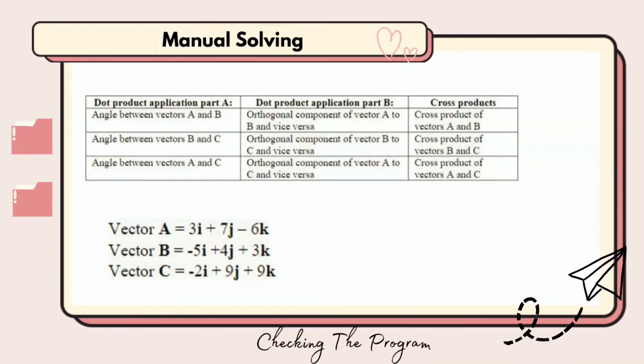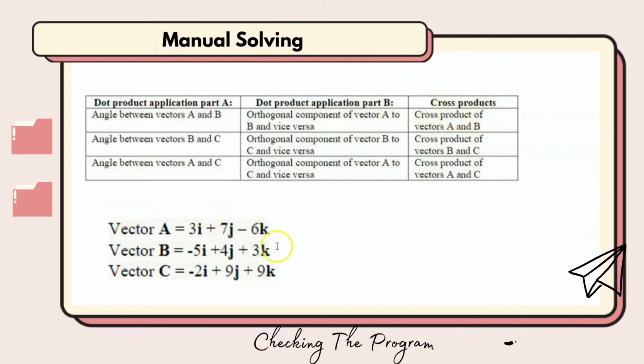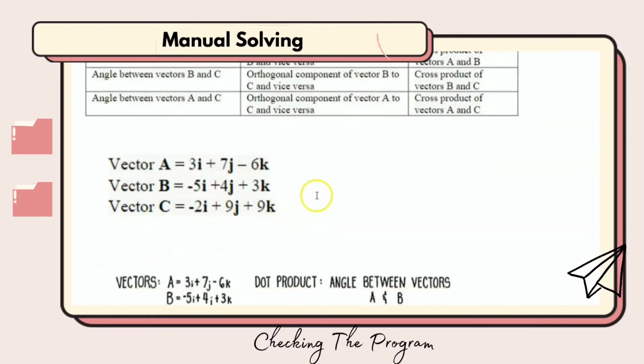In this part, we are going to explain how to solve the given problems manually. So, these are the given problems. First is the dot product application part A, where we have to find the angle between two vectors. The next problem is dot product application part B, where we are going to find the orthogonal component of the two vectors. And the third problem is getting the cross product of the two vectors. So these are the given vectors.